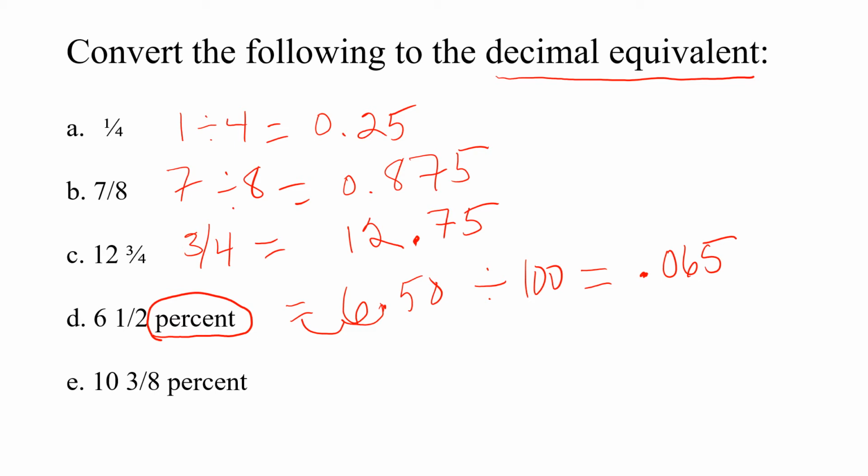And it's the same down here with the 10 3/8. 3 divided by 8 is 375. But we've got to move that decimal place from right here back to here. We're moving it back 1.